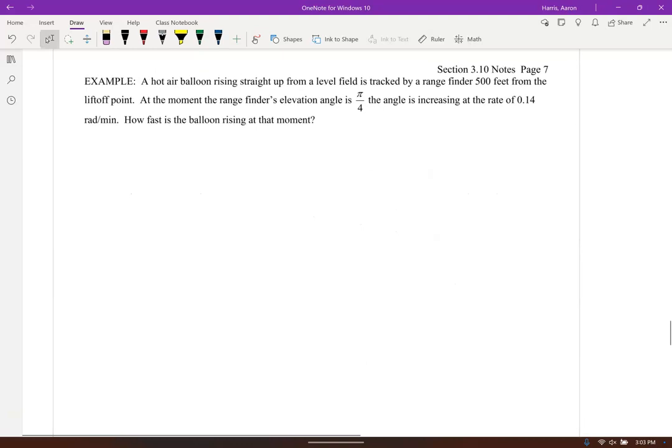All right, this one we've got a hot air balloon rising straight up from a level field. Let's draw this. Here's our level field. We got this hot air balloon rising up, that I can't draw worth beans. But anyways, it's rising straight up from the level ground, but it's being tracked by this rangefinder. Here's the rangefinder over here, which is 500 feet from the liftoff point, right? That liftoff point right there, close to the right triangle. Goes straight up this balloon.